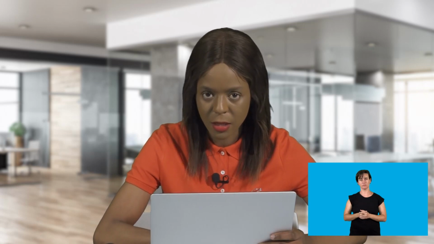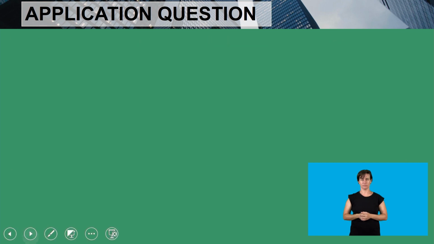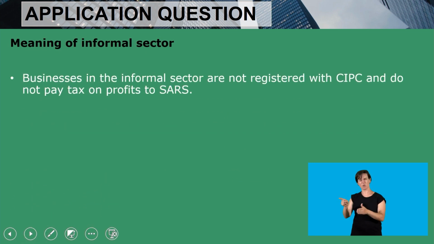Why register with SARS? So that they are able to do what? To pay taxes. So that's the reason they have to register with the South African Revenue Services. Then we move on to the meaning of informal sector.